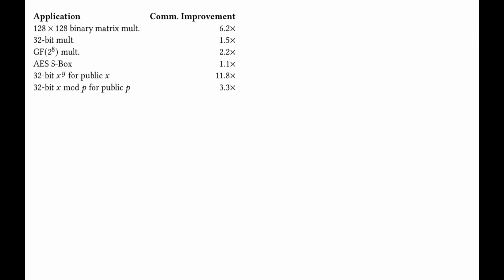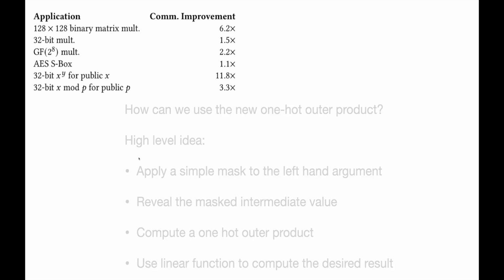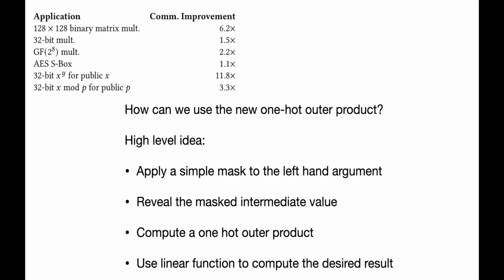On the slide, I've tabulated a number of functions that are improved by one-hot garbling. I only showed how to use one-hot garbling to compute general outer products, but our primitive can be more widely applied. The high-level strategy for this application is written on the slide.